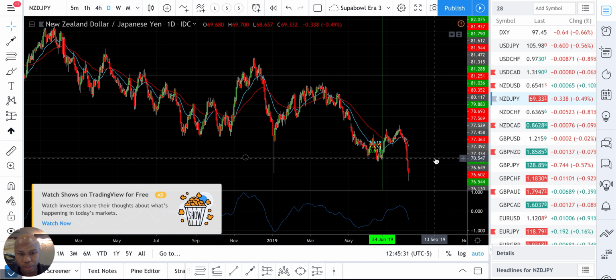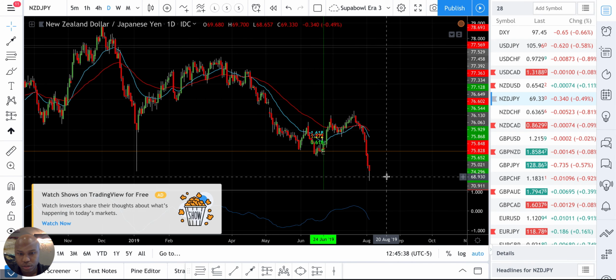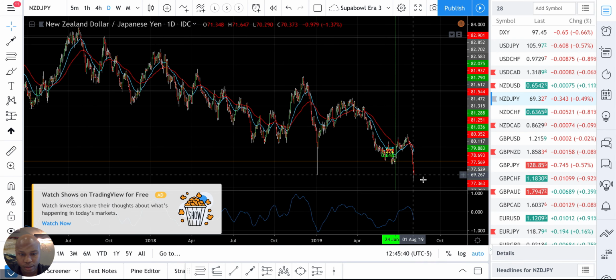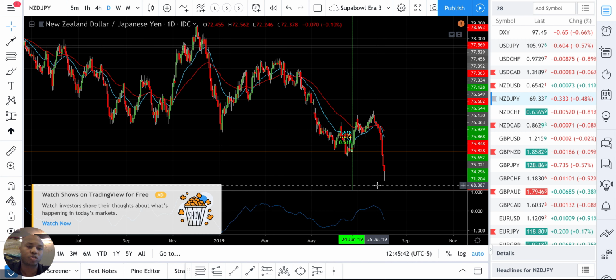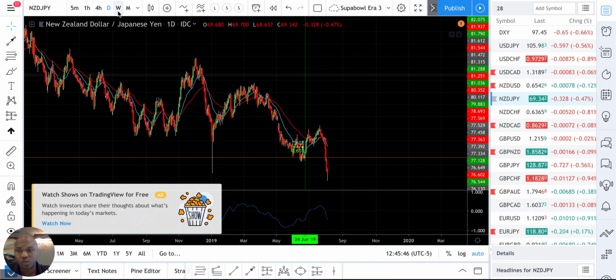We dropped down below a key level on NZD JPY. That's interesting. We're beyond that, and we're going to kind of see. I'm going to wait this one out, try to see what's happening here. If we're going to continue going lower, I don't know.